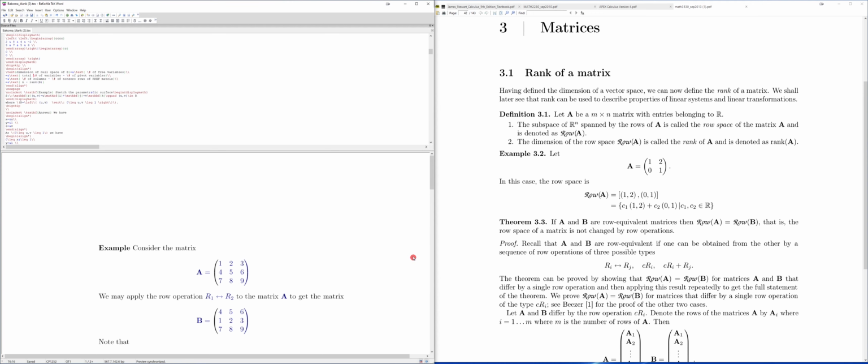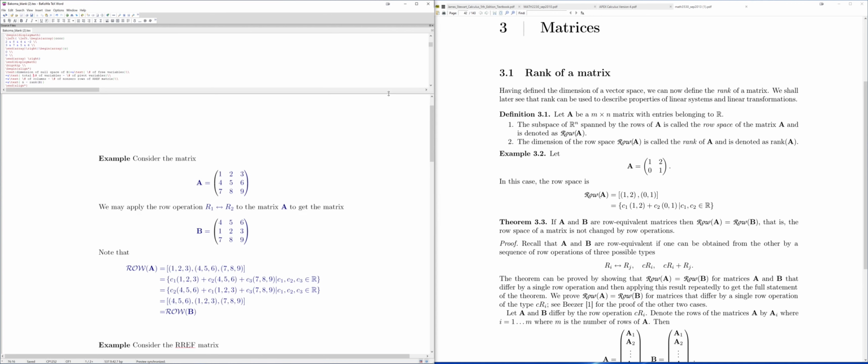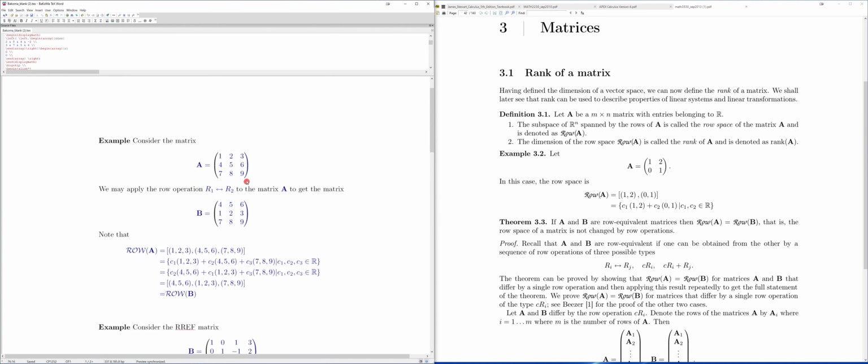Let's see a simple example of that. So consider this matrix here, A, which is a 3 by 3 matrix. And I'm going to do one row operation on A, which is to exchange two rows. So notice I exchange row 1 and row 2. When I switch row 1 and row 2, I get the 4, 5, 6 coming in on the first row and then the 1, 2, 3 on the second row.